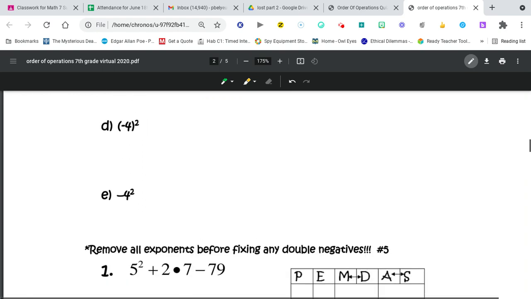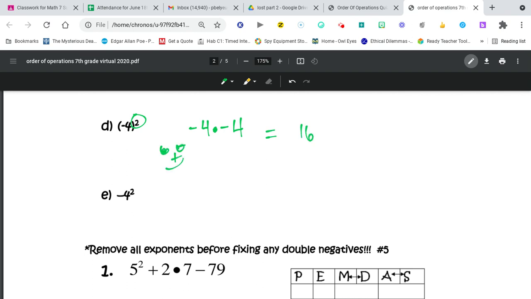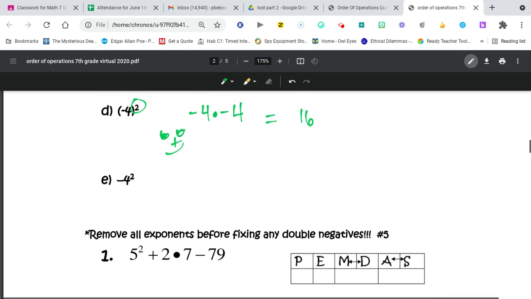I'm not going to worry about C because we don't have time to do all these. D means multiply -4 by itself twice. -4 times -4. If I want the answer, it's just 16. So negative times a negative is a positive. Now, E is a little different than D. In D, the negative 4 is in parentheses. I can write the negative 4 on both of those 4s because the negative is inside of parentheses. Here, this negative is not inside of parentheses, so you got to keep it.